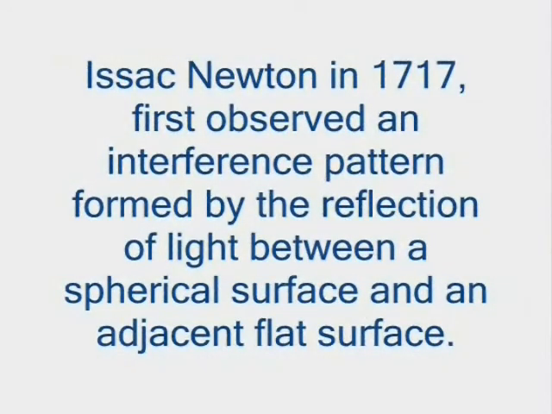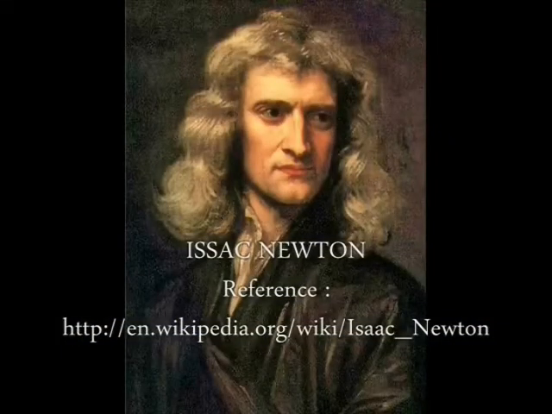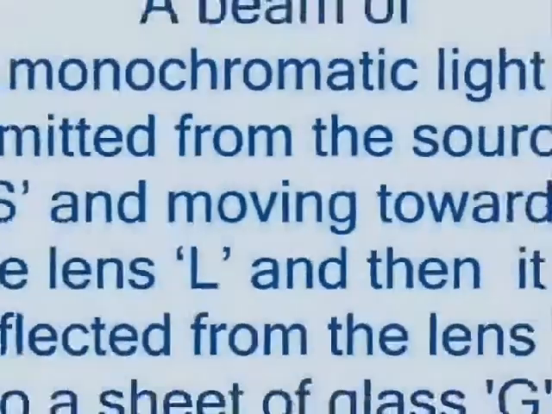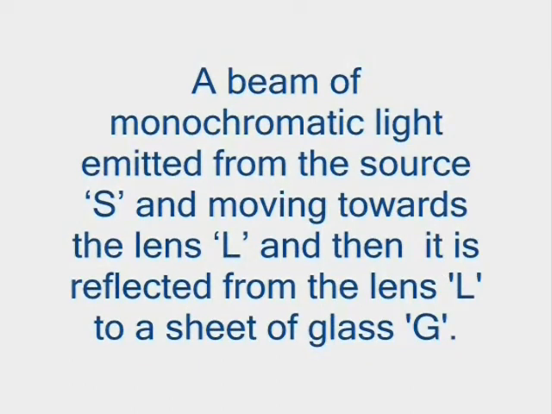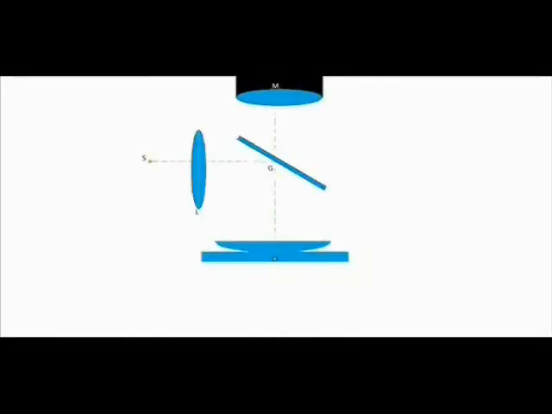Isaac Newton in 1717 first observed an interference pattern formed by the reflection of light between a spherical surface and an adjacent flat surface. A beam of monochromatic light emitted from the source S and moving towards the lens L, and then it is reflected from the lens L to a sheet of glass G.